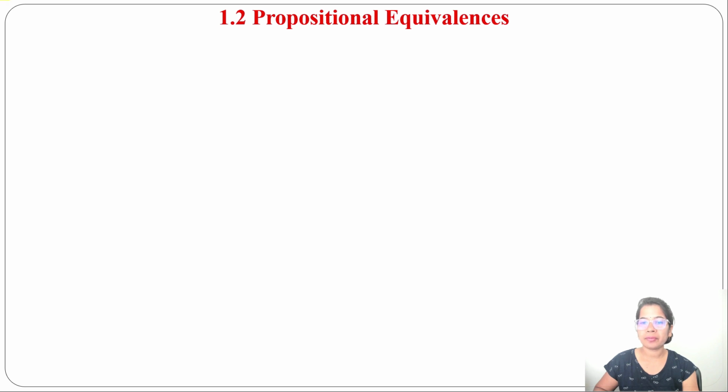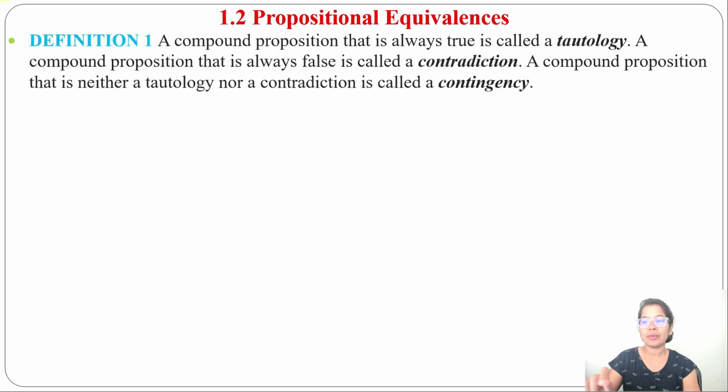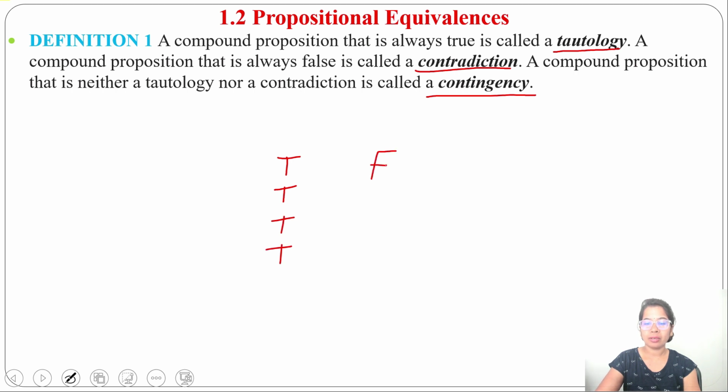If the truth value of a compound proposition is always true, then it is called a tautology. If the truth value is always false, it's called a contradiction. If it is mixed, then it's called a contingency. Means all true, it's a tautology. If all false, it's a contradiction. If it's a mixture of true and false, then it's a contingency.